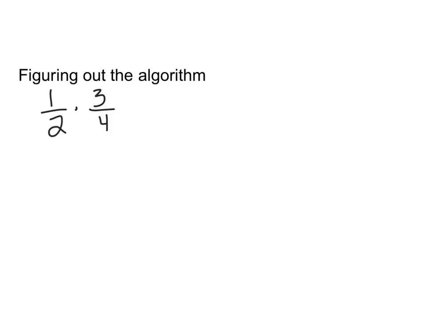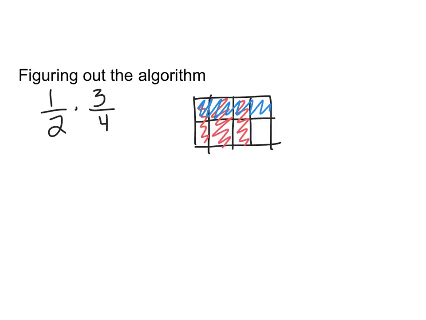So to start off with, we're going to do one more area model for 1/2 times 3/4. Go ahead and pause and do that now. Your area model should look like this, and we have 1, 2, 3 sections double shaded out of 8 total.